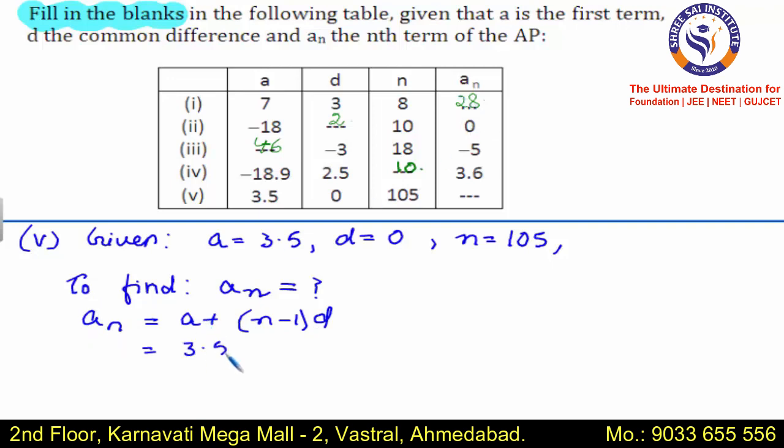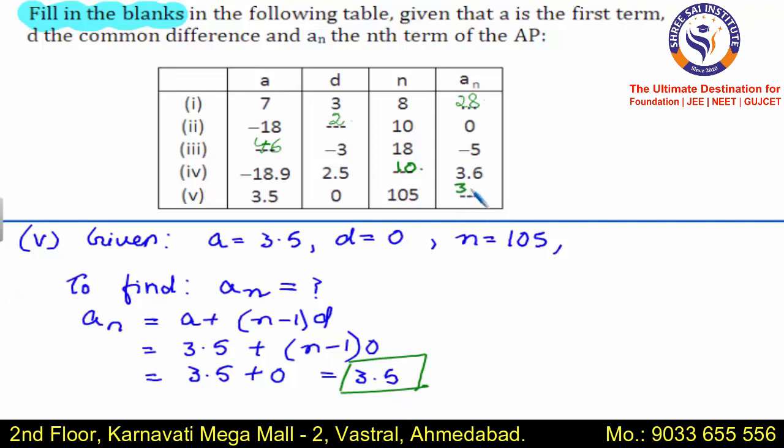So here we have 3.5 plus N minus 1 into D is 0. So this implies 3.5 plus 0 is equal to 3.5. Therefore, the nth term is 3.5. This completes the solution.